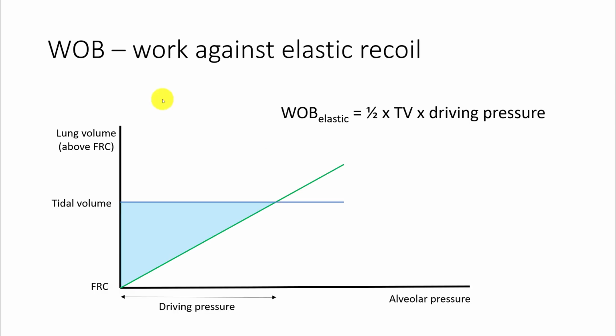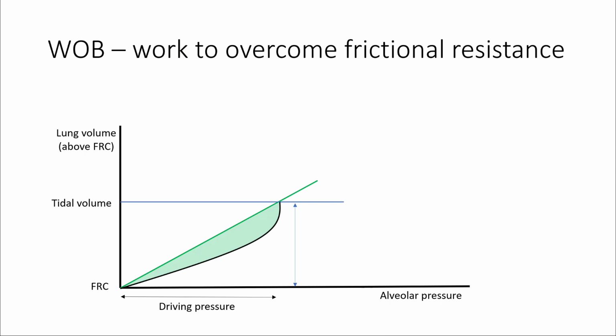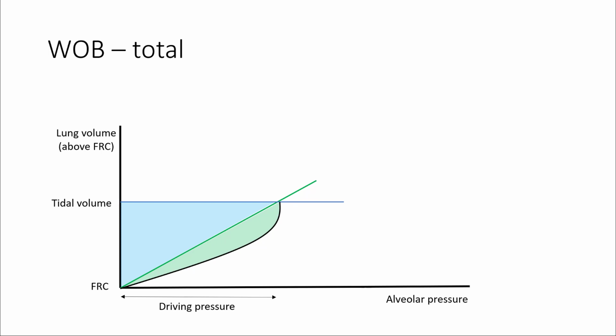So to calculate your work of breathing against the elastic forces of lungs, just look at your PV loops. The area of this blue triangle will be equal to the work done against the elastic recoil. That will be half base into height of a triangle, that is half tidal volume into driving pressure. The area in the green is the work to overcome frictional resistance, and total work of breathing is the sum of both.